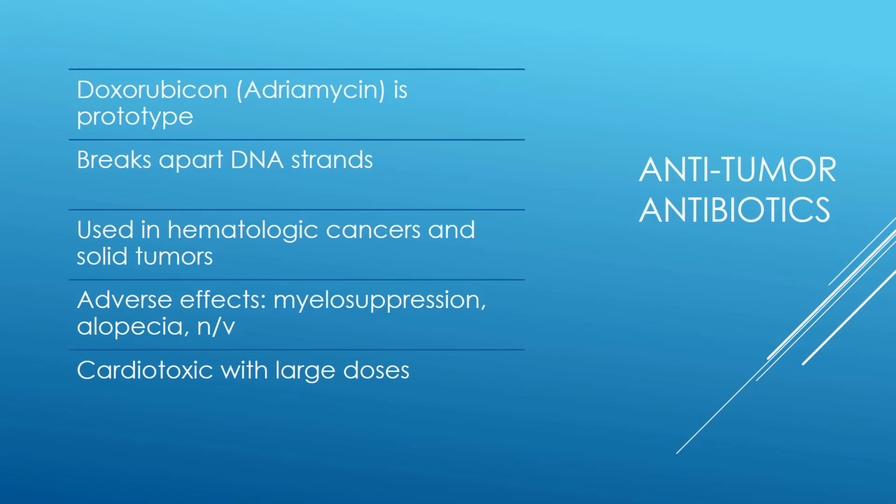Anti-tumor antibiotics like doxorubicin break apart DNA strands and prevent DNA synthesis. This class of medication is used to treat hematologic cancers and solid tumors. Adverse effects include myelosuppression, alopecia, nausea and vomiting, and with large doses, cardiotoxicity could occur. Hepatotoxicity is also possible.